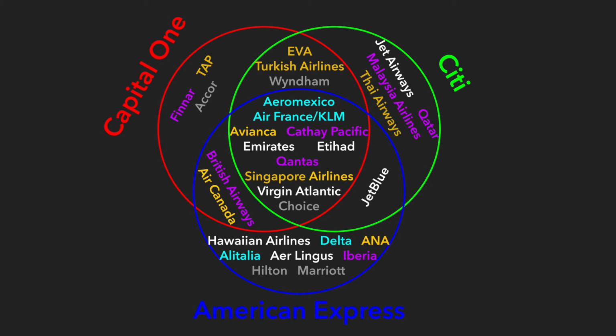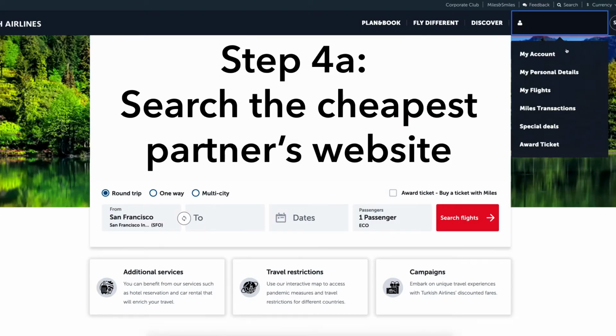But for the flight we're looking at, I happen to already know where the best redemption will be, and that's through Turkish Airlines, which is a partner of both Capital One and Citi. They charge 7,500 miles one way for any United award flight within the US, including Hawaii. So we can go to the Turkish Airlines website, create an account if you don't have one already, and search for a Star Alliance award booking.